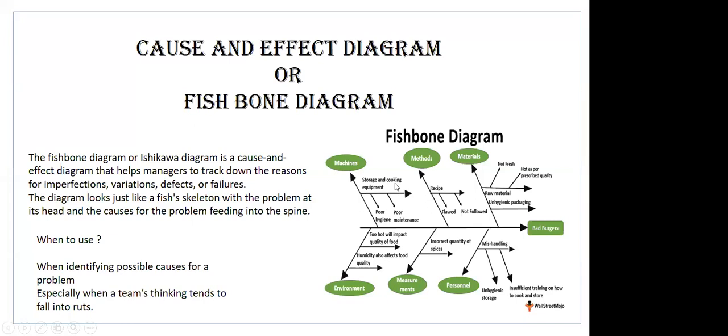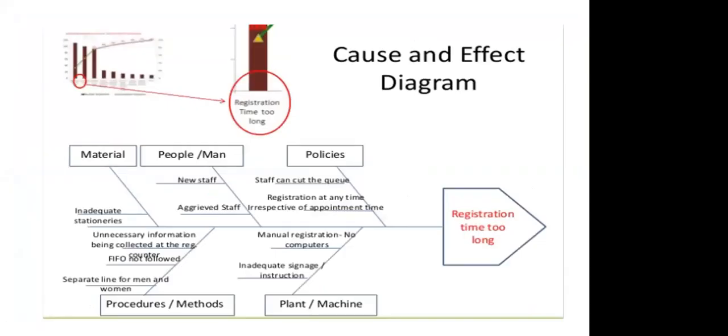When to use this diagram? When identifying the possible causes for a problem, and especially when a team's thinking tends to fall into ruts. Now, let us see when we use this cause and effect diagram.